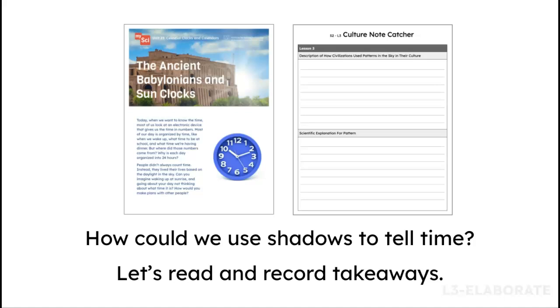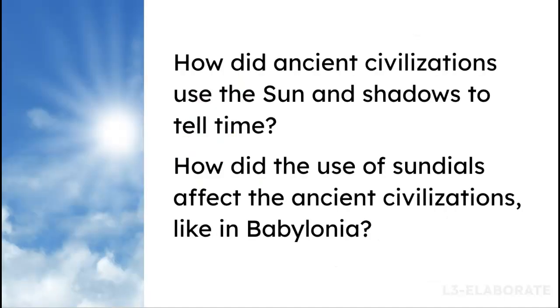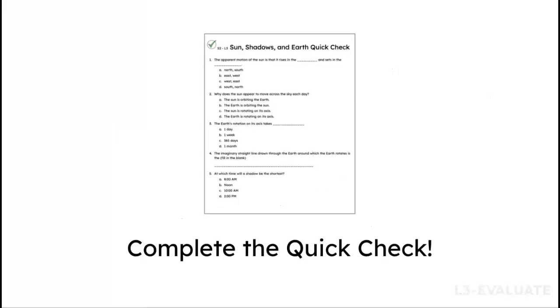For the Elaborate portion, you'll have students read The Ancient Babylonians and Sun Clocks. As students read, you'll have them record their takeaways in the Culture Note Catcher student journal page. After reading the article, students will turn and talk and discuss provided questions. For the Evaluate portion, you'll have students complete the Sun, Shadows, and Earth Quick Check student journal page.